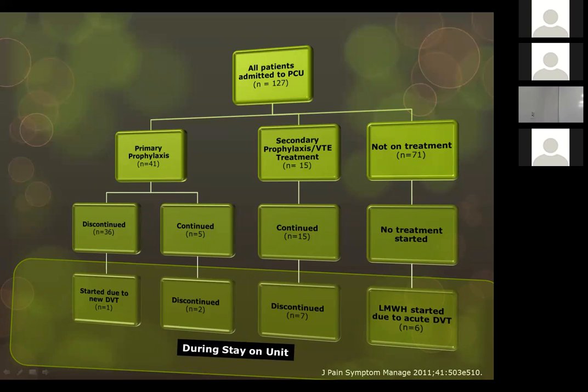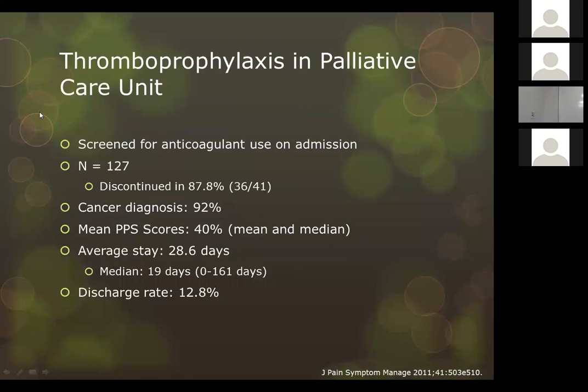Essentially how this all went down is, okay, there was essentially 87 or 88% of the patients that came in on anticoagulation who were discontinued. There was a 92% cancer diagnosis rate in these patients. So the majority of these patients that came into the palliative care unit had cancer. They had a mean PPS score of 40% and a median.